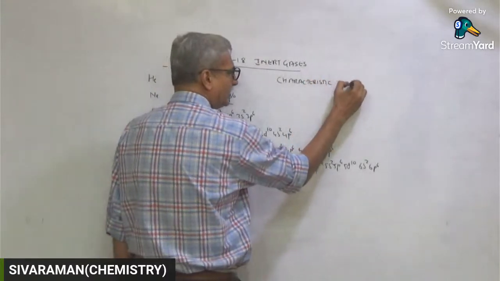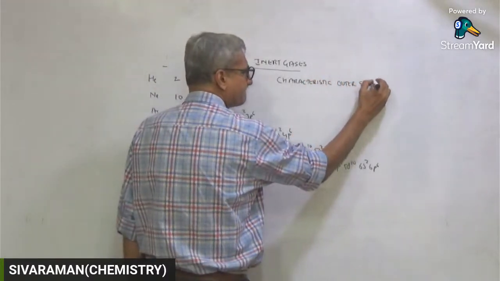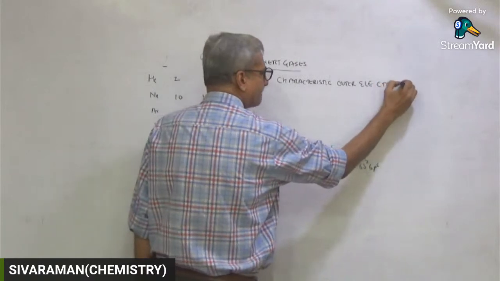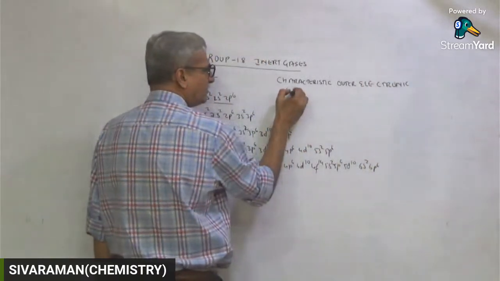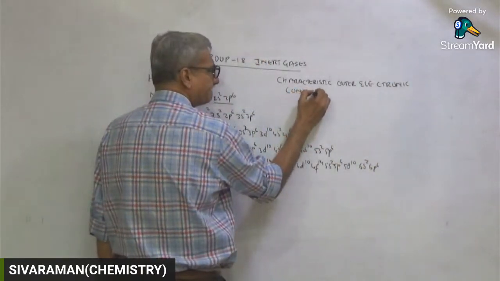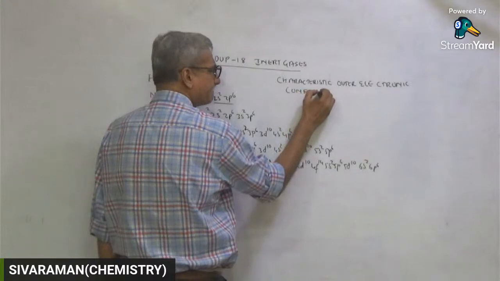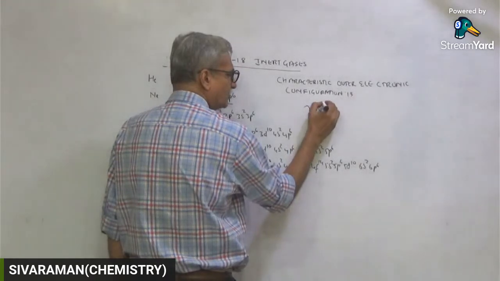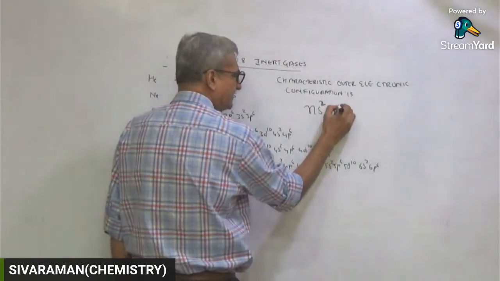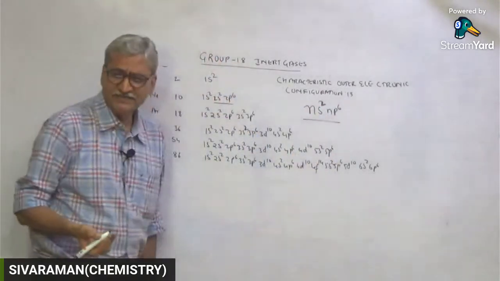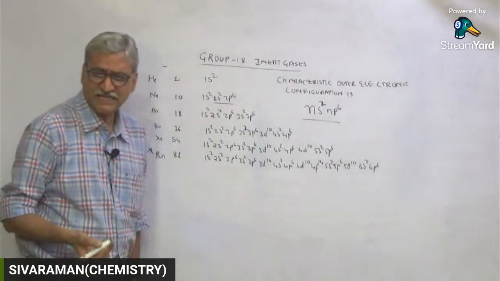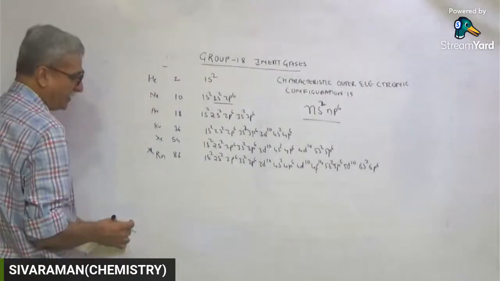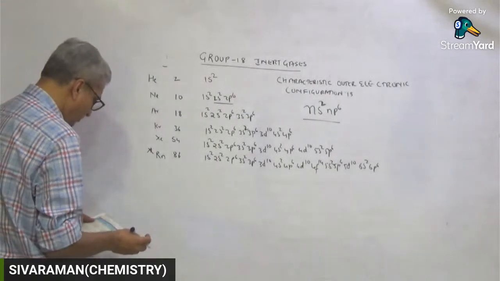So the characteristic outer electronic configuration is ns2np6. It's a very simple question, but this can be asked in the entrance exam. The outermost shell is completely filled. It's clear.